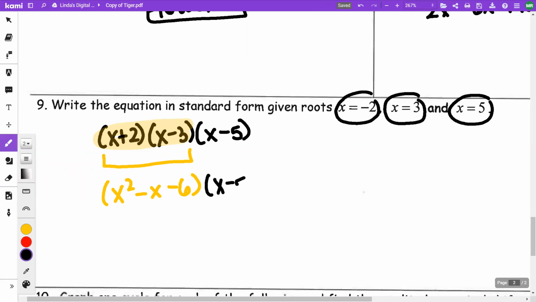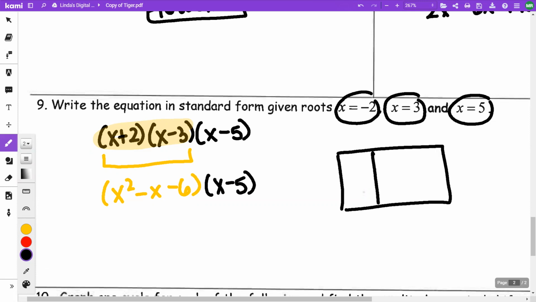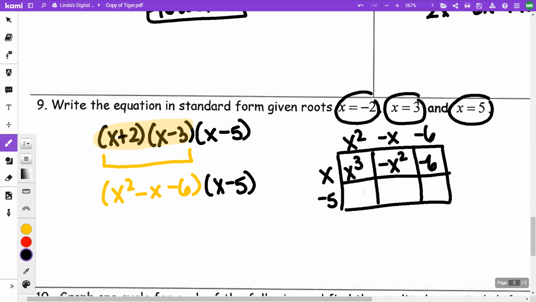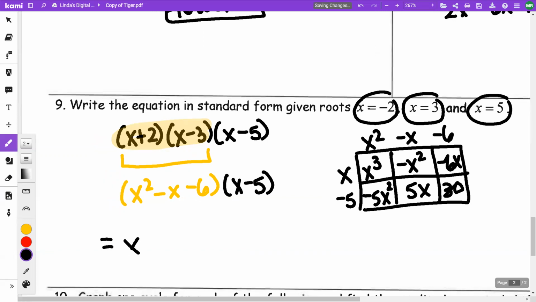So at this point, I am going to do a box. I have x minus 5, x squared minus x minus 6. So that's going to give me x cubed, negative x squared, negative 6x, negative 5x squared, 5x, and a 30. So my final answer is going to be x cubed minus 6x squared minus x plus 30.